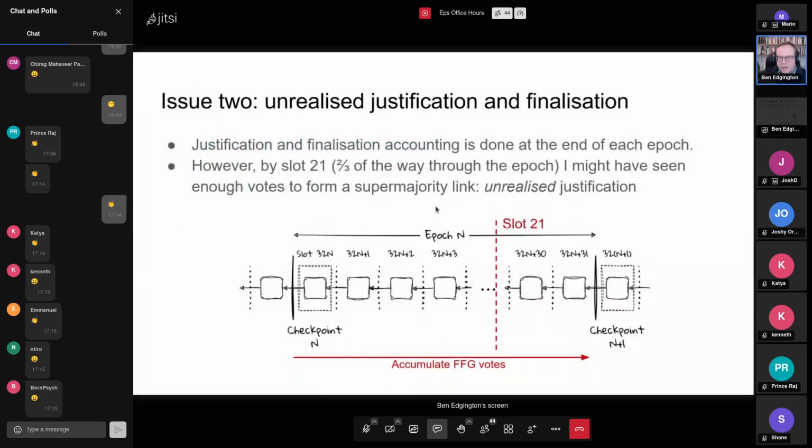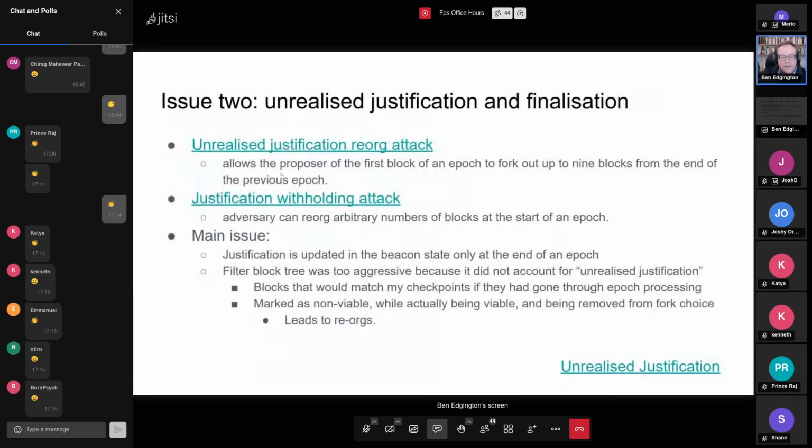That can happen when you're 2/3 of the way through the epoch, around slot 21. And this leads to an unrealized justification reorg attack, which means that the proposer of the first block of the next epoch can fork out up to 9 blocks from the end of the previous epoch. Details are in the link. Then another attack was found whereby an adversary can reorg arbitrary numbers of blocks from the start of an epoch. And the issue with this is that the filter block tree function was being too aggressive in filtering out potential heads of the chain because it didn't account for this unrealized justification.